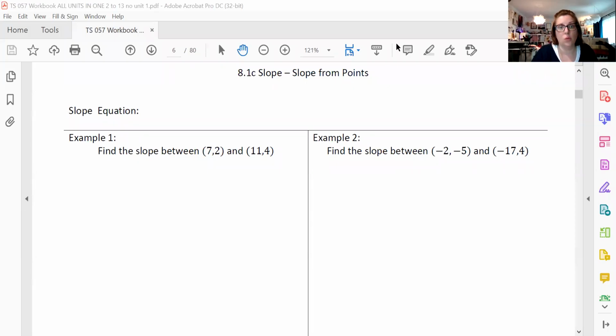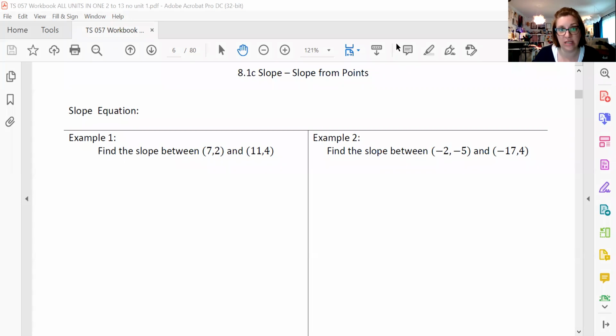So now we know how to get a slope from a line. What if they don't give us the line? What if they only give us the points that are on the line, or 2 points that are on the line? Can we find the slope from those? And the answer is yes, we totally can.